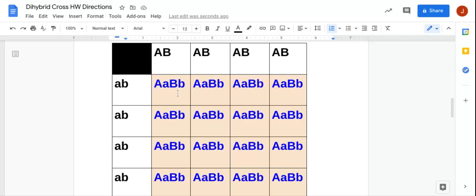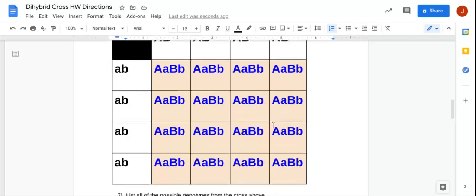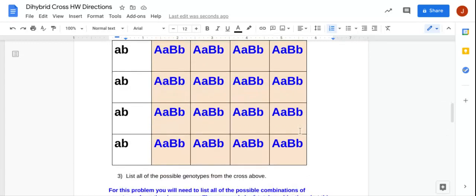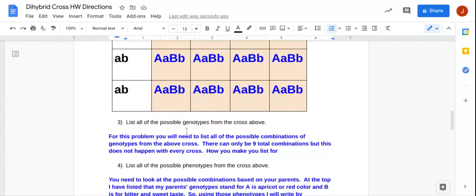So I bring it down and over, and you can notice if my parent gametes are all the same, then my offspring genotypes are all going to be identical as well. They're all heterozygous. So next, list the possible genotypes from the cross above. There are 9 total combinations that you can have. I left this unfinished for a reason. I'm going to show you this now.